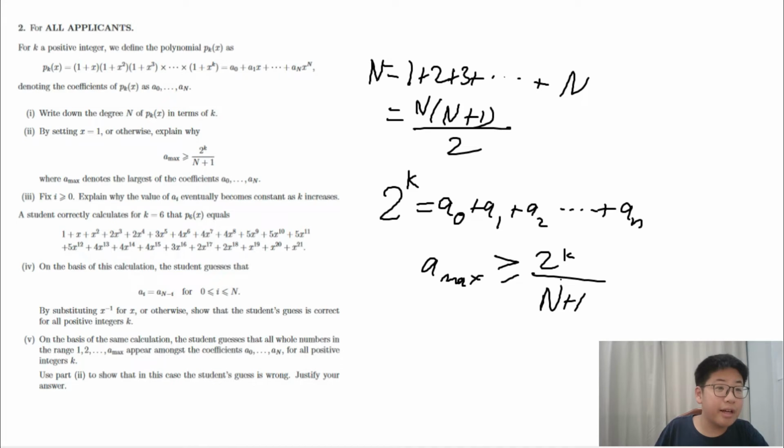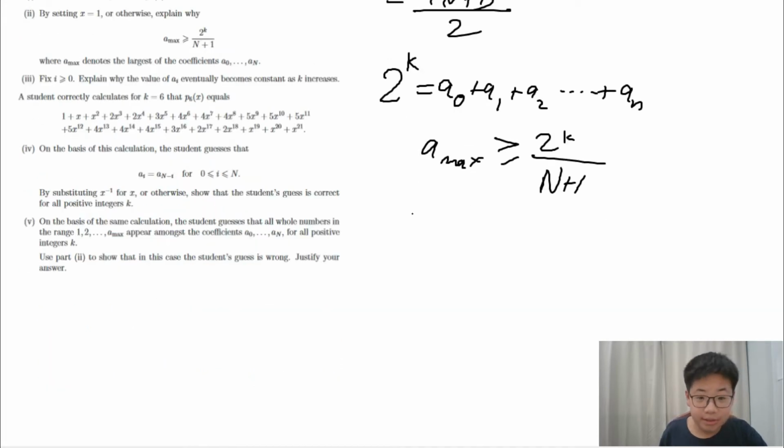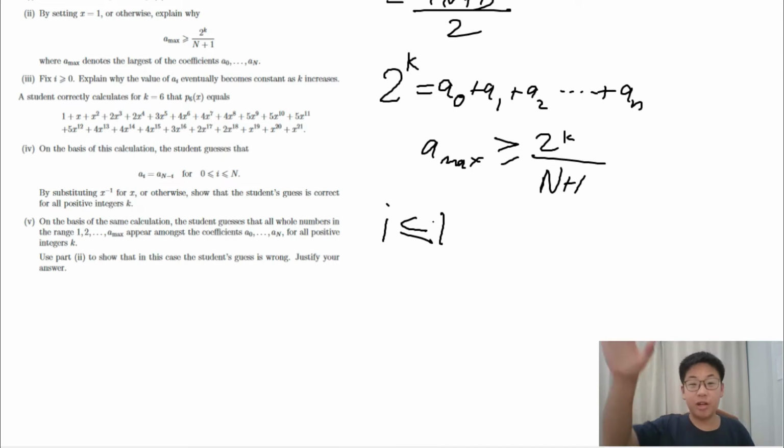Fix i greater than or equal to 0. Explain why the value of ai eventually becomes constant. Once k is greater than or equal to i, then ai becomes constant. This is because every further bracket includes powers of x too large to contribute. So this means i is less than or equal to 1. That means it will converge to what's known as an infinite series. Then, on the basis of this calculation, we still get ai is a(n minus i).